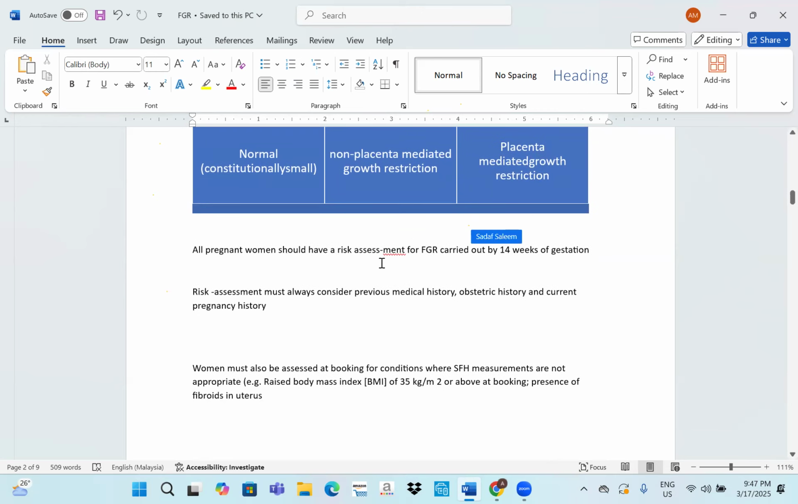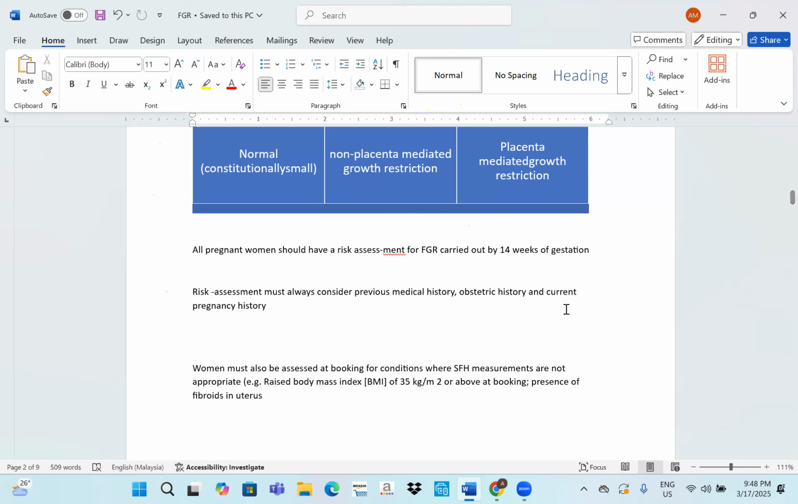Now, all women should have a risk assessment for FGR carried out by 14 weeks. Now, this risk assessment is actually your history that you should take from your patient, that I will tell you in a while. So this risk assessment should always consider the previous medical history. So your history template for FGR should include the previous medical, but not randomly asking the previous medical, some important factors that I will later on tell you. And then the obstetrical history and current pregnancy history. So this current pregnancy history is also very important.